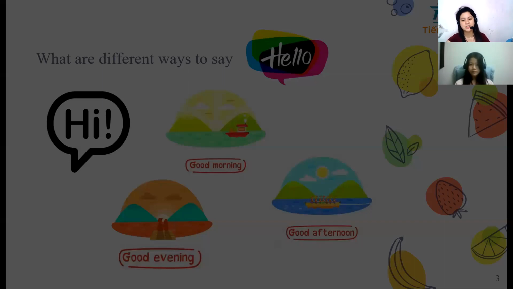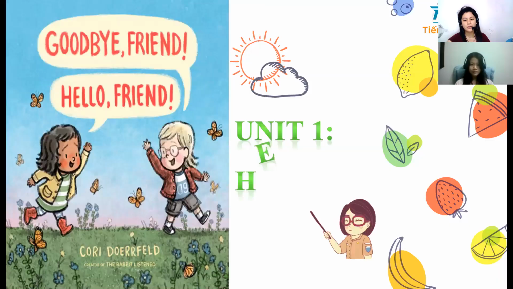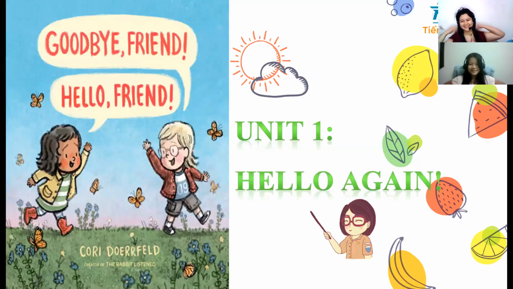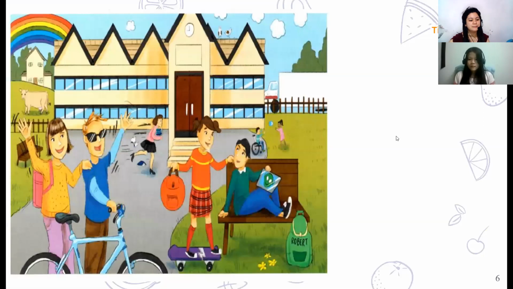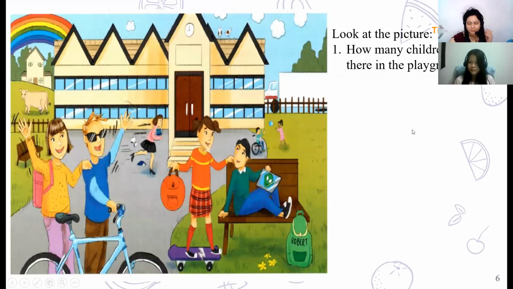Now, our topic for today's class is hello friend, goodbye friend. This is unit one, Hello Again. So, this is our topic, unit one, Hello Again. Now, let's start. Can you see the picture? Yes, I can see it. Now, look at the picture, Anne.